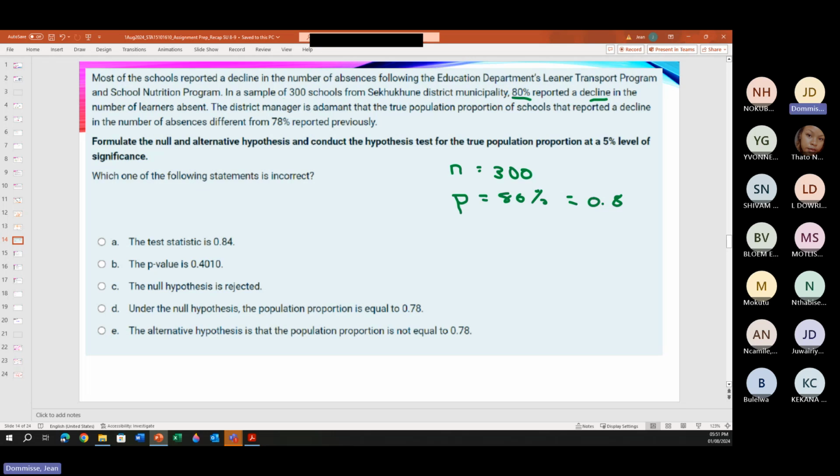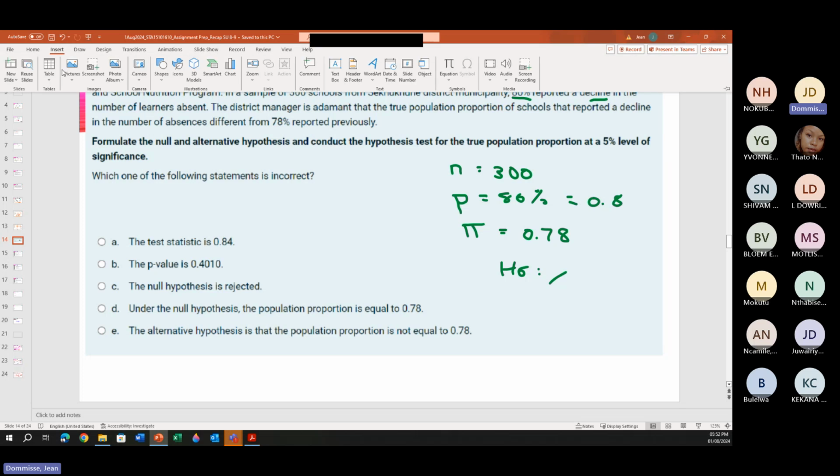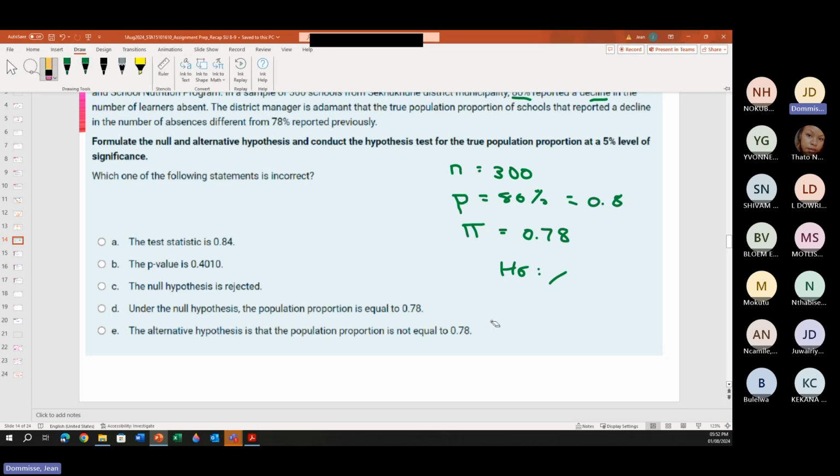The district manager is adamant that the true population proportion of schools that reported a decline in the number of absences is different from 78% reported previously. Okay, so the population proportion is 0.78. So basically, what they are saying is the null hypothesis, and I wanted to go there with a mean, but we are working with a proportion.